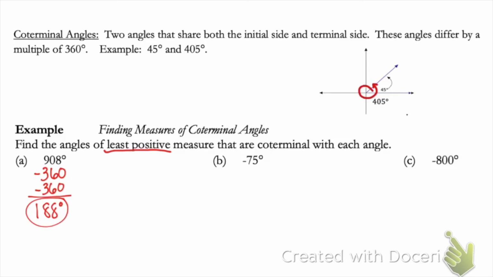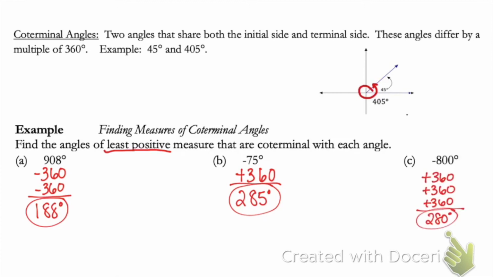For problem B, I don't want to subtract 360 because that would just be negative still. So this time, I'm going to try adding 360. I get the coterminal angle of 285 degrees. Problem C is also negative to begin with, so we're going to have to add 360. But I'm going to have to add 360, I believe, 3 times in order to get a positive answer. So we get the coterminal angle with negative 800 degrees is 280 degrees.